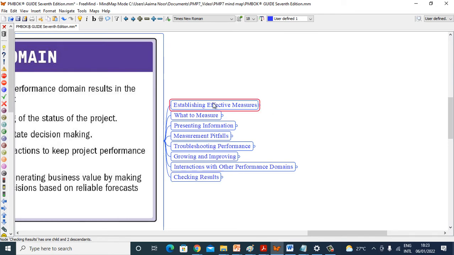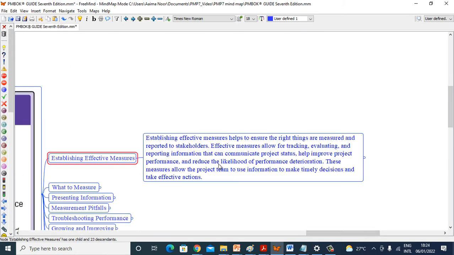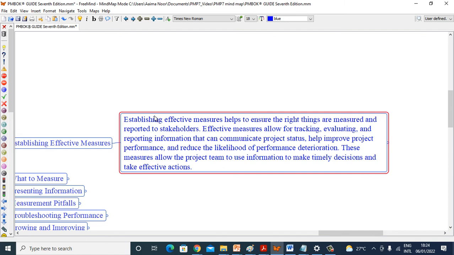Establishing effective measures. Establishing effective measures helps to ensure the right things are measured and reported to stakeholders. Effective measures allow for tracking, evaluating and reporting information that can communicate project status, help improve project performance and reduce the likelihood of performance deterioration. These measures allow the project team to use information to make timely decisions and take effective action.